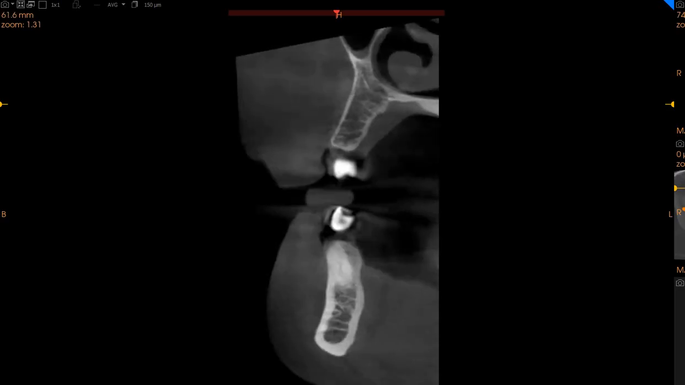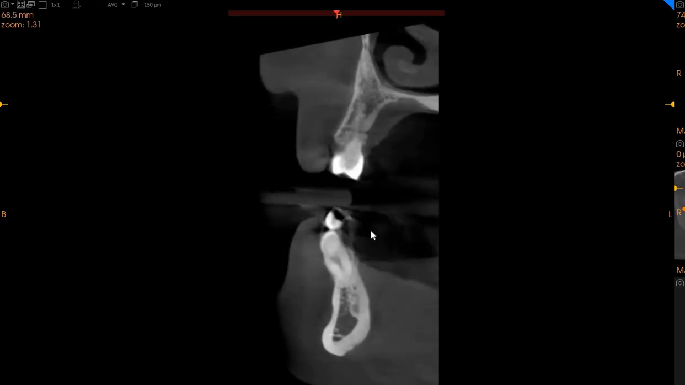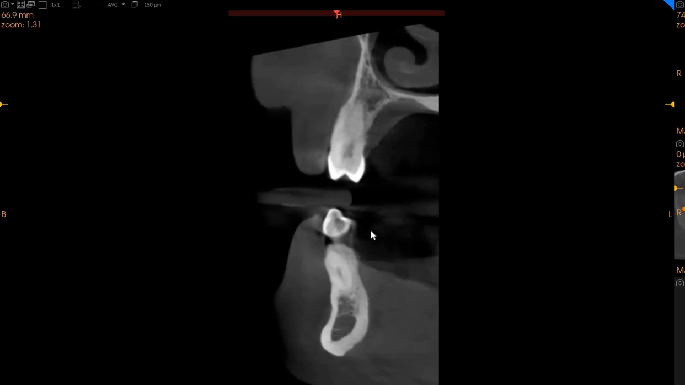Moving to the upper left 4, there we go. This is the upper right 4, sorry. Nothing significantly problematic, no periapical radiolucencies. There might be a crack which is right here, but this will need clinical correlation on the buccal aspect.